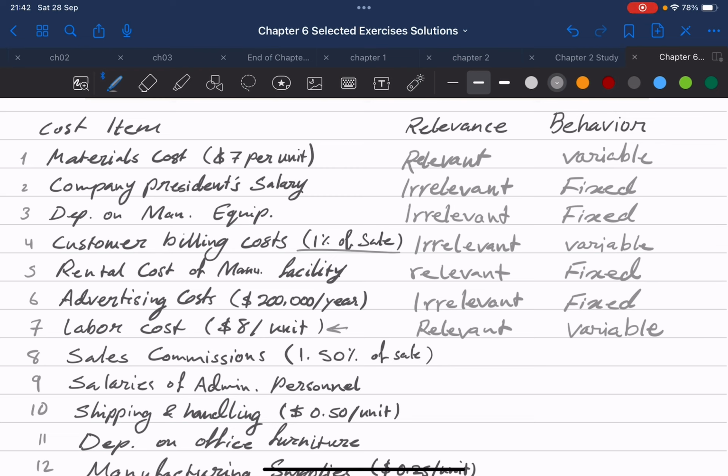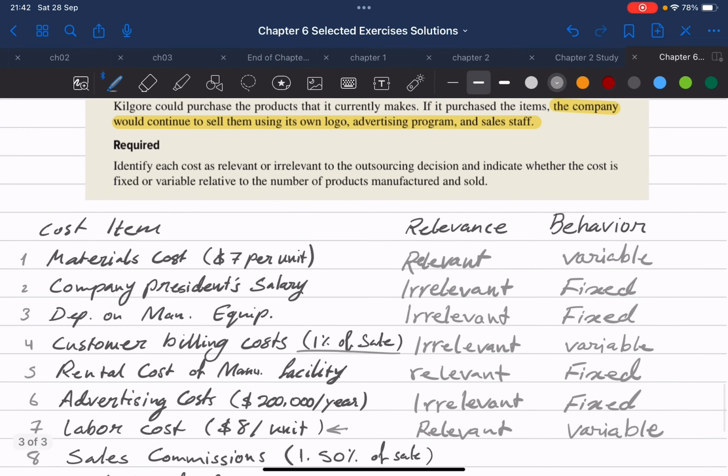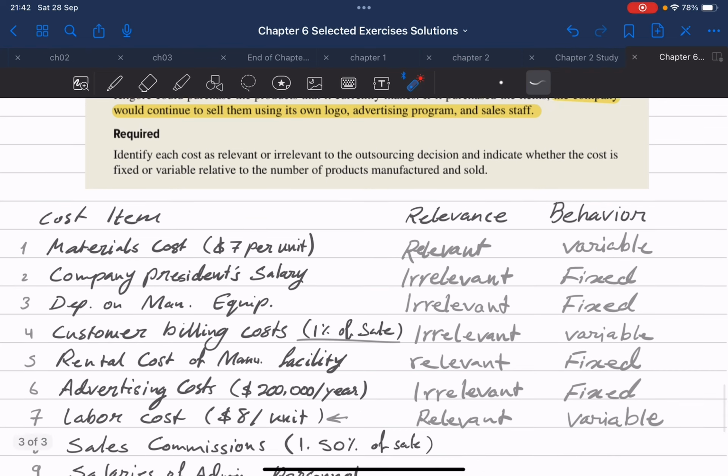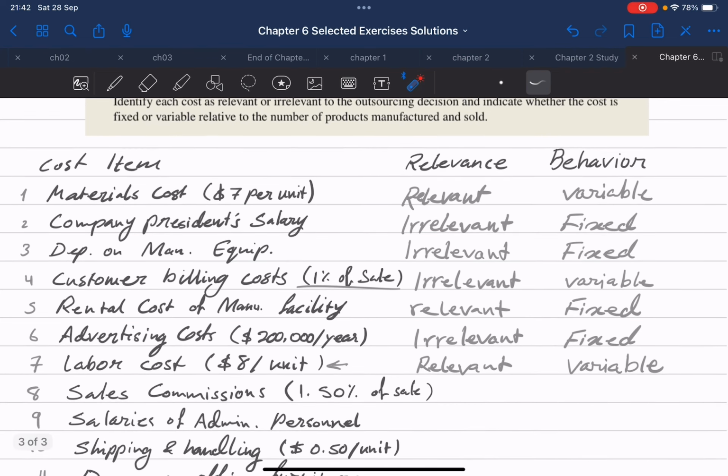Next, number 8, sales commissions, 1.5% of sale. Now this here, again, going back to this sentence that I have highlighted, they are still going to use the same sales staff regardless if they decide to outsource or not. So that makes this particular information irrelevant because it's not going to change under both scenarios. It's going to stay the same.